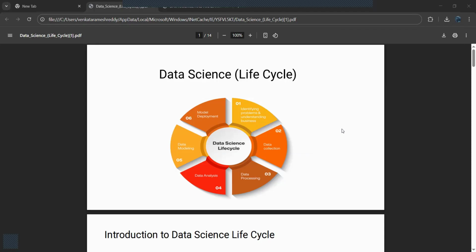So already in the last class we discussed the introduction of data science. In this lesson we will be learning about the life cycle of data science. In the first slide we can see the data science life cycle and the processes involved in data science. This picture indicates the data science life cycle. Without wasting any time, let us start the session.